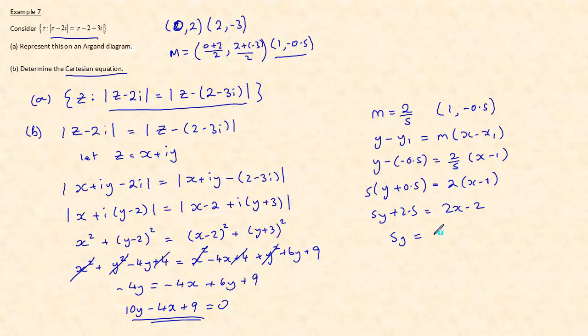5y is equal to 2x take away 4.5. Let's double that to get rid of the decimal. 10y is equal to 4x take 9. And then we could rearrange that however we want to rearrange it, and I'm just going to rearrange it so that it's the same as this.